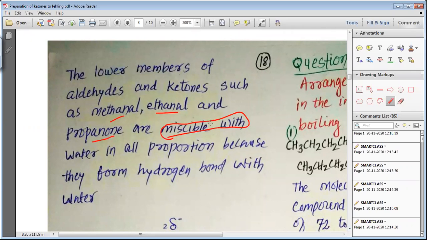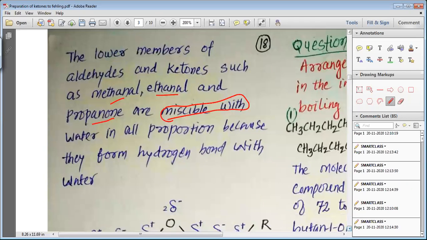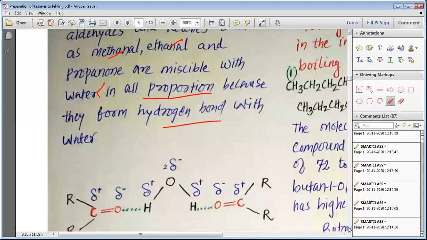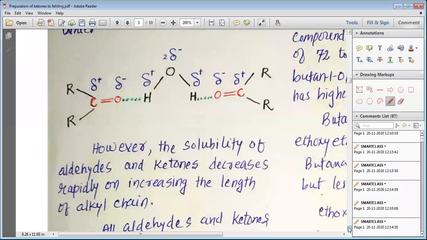Miscible means they are highly soluble, soluble to a great extent. So they are miscible with water in all proportions, because they form hydrogen bonds with the water. So you can see, my dear students, that methanol, ethanol, and propanol are highly soluble in water.